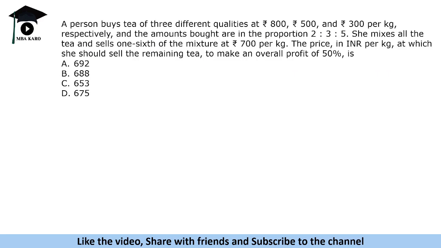A person buys tea of three different qualities at 800, 500 and 300 per kg, and these amounts bought are in the ratio 2 : 3 : 5. She mixes all the tea and sells 1/6 of the mixture at 700 per kg. The price per kg at which she should sell the remaining tea to make an overall profit of 50% is?